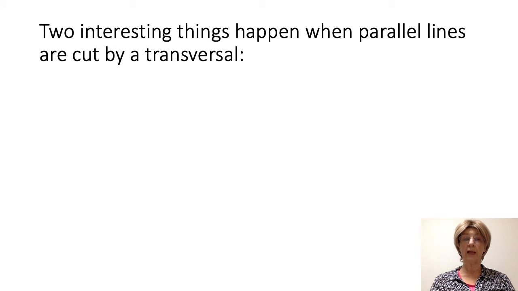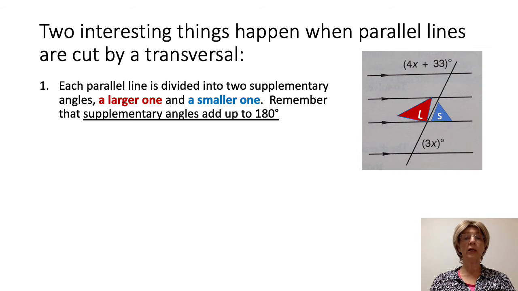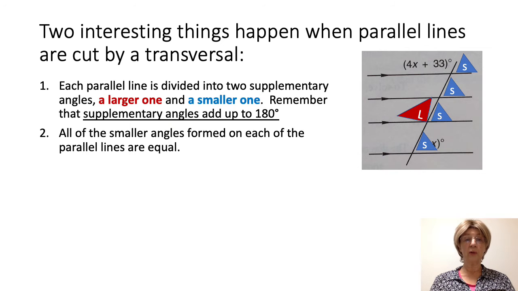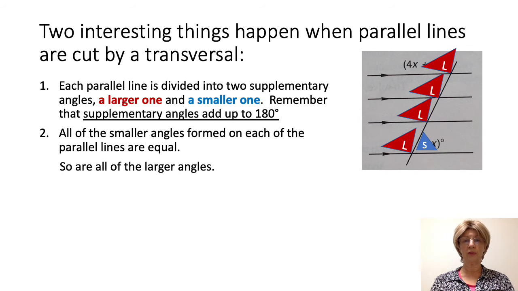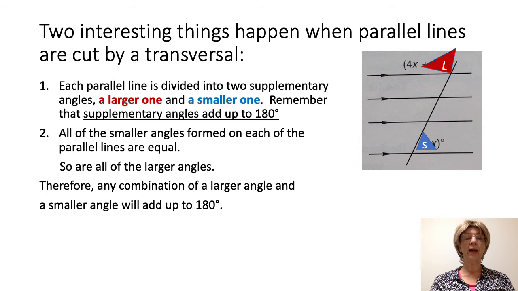Two interesting things happen when parallel lines are cut by a transversal. 1. Each parallel line is divided into two supplementary angles, a larger one and a smaller one. Remember that supplementary angles add up to 180 degrees. 2. All the smaller angles formed on each side of the parallel lines are equal. So are all the larger angles. Therefore, any combination of a larger angle and a smaller angle will add up to 180 degrees.